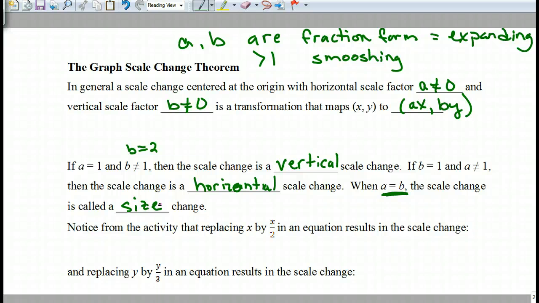Okay, so notice from the activity that replacing x with x divided by 2 in the equation results in a scale change. So that scale change basically is saying that we're going to take the original x and we are multiplying the x by 2. But the y doesn't change in this case.